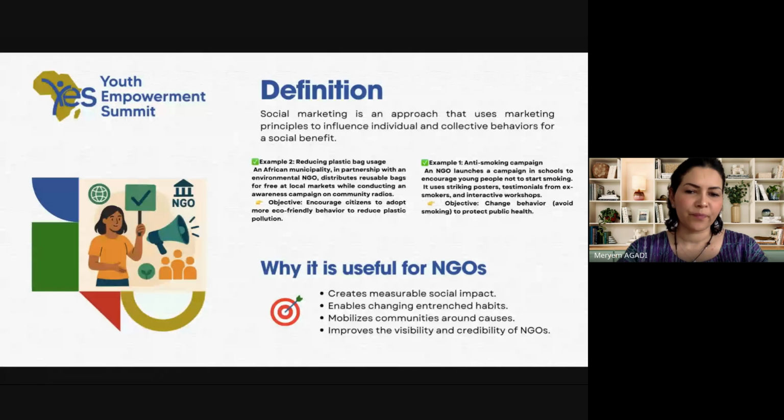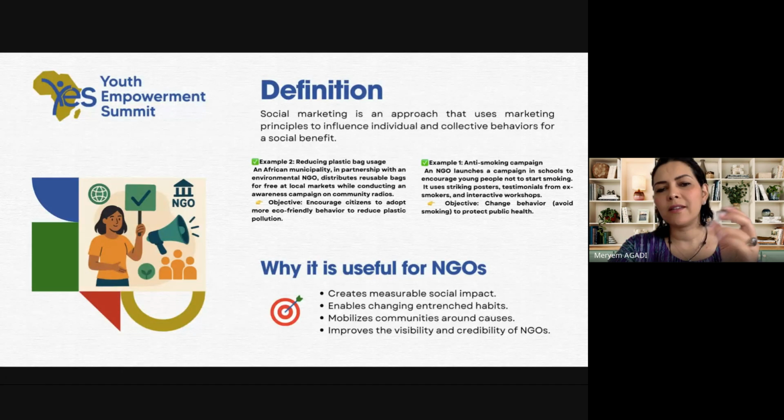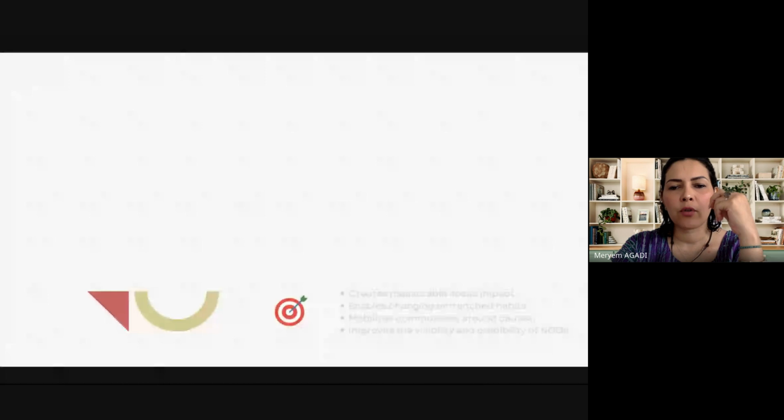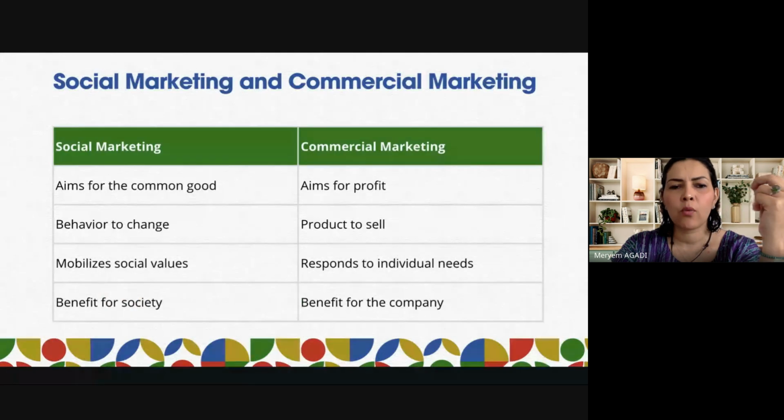So here you can see what is the main of using marketing in a social benefit ideation or strategy to make your NGO more impactful through the social purpose that you are working on.